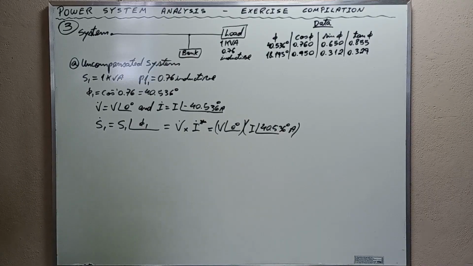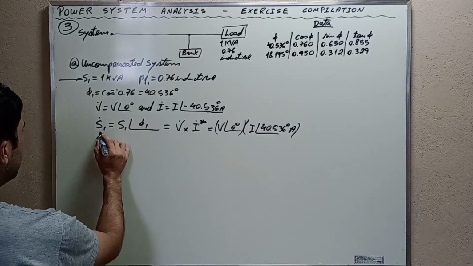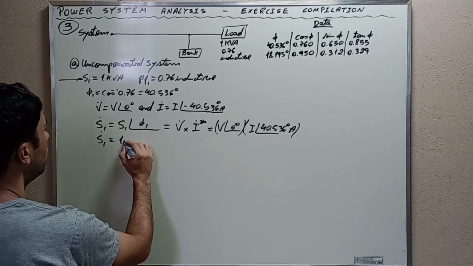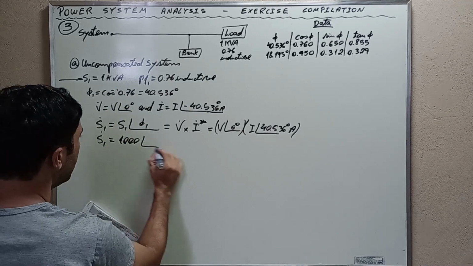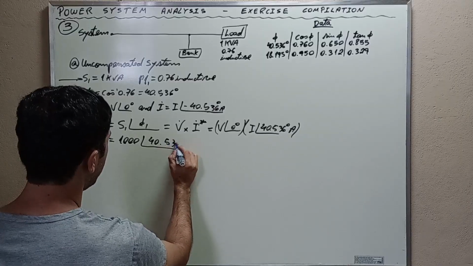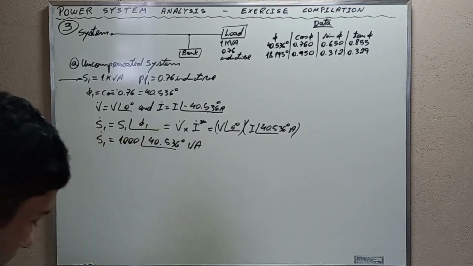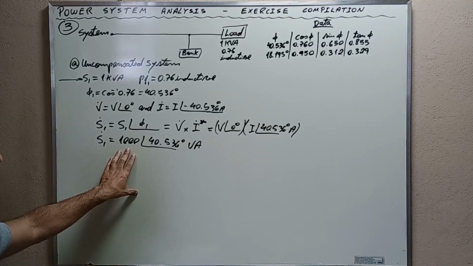And therefore, here, as the exercise said, the complex power is going to be the apparent power 1000, okay? The apparent power 1000 in an angle, and the angle is 40.536 degrees voltampere, VA. Okay, this is the complex power fed by the system.